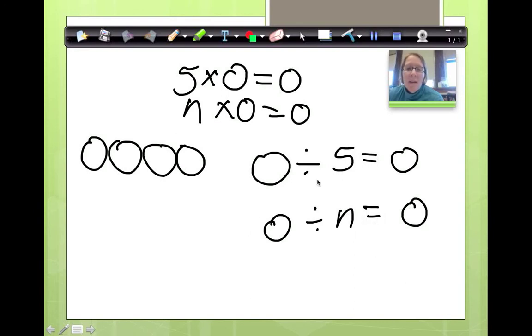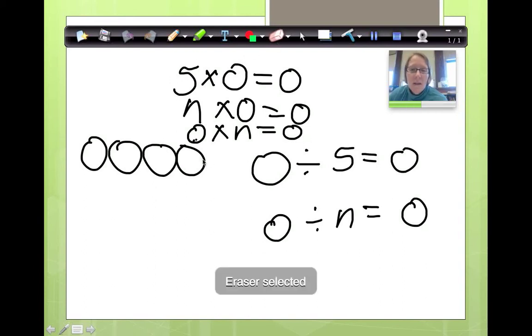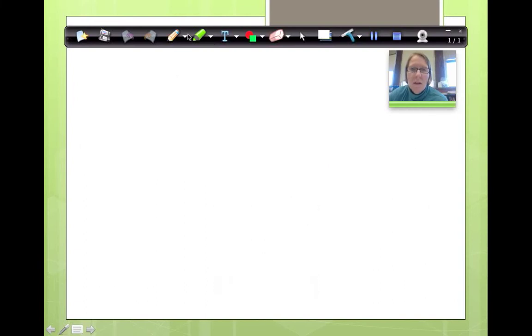Okay, but commutative property says that we can change it, right? Commutative property says that we can flip-flop them. So that would be 0 times any number gives me 0. Okay, so let's draw this. Actually, you know, I'm just going to clear it and start fresh. So 0 times any number is going to equal 0.